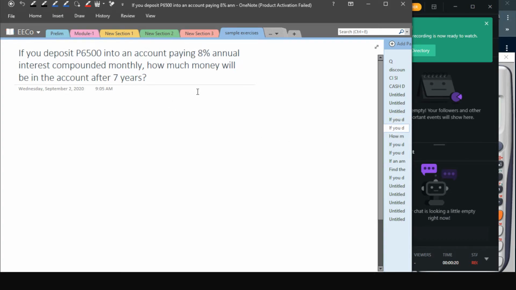Next problem, yan. If you deposit 6,500 into an account paying annual 8% compounded monthly, how much money will be at the account at the end of 7 years? So, F is equal to 6,500 multiplied to 1 plus yung I na 0.08 annual interest compounded monthly. So, 12. Tapos 12 raised to 12 times 7. So, how much will be the amount of money after 7 years?